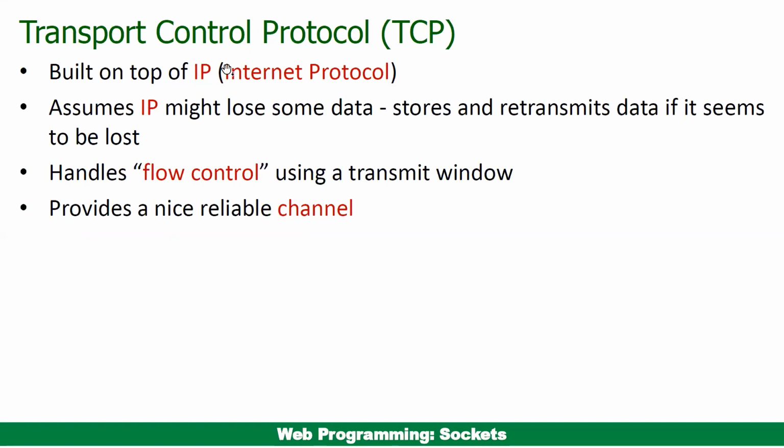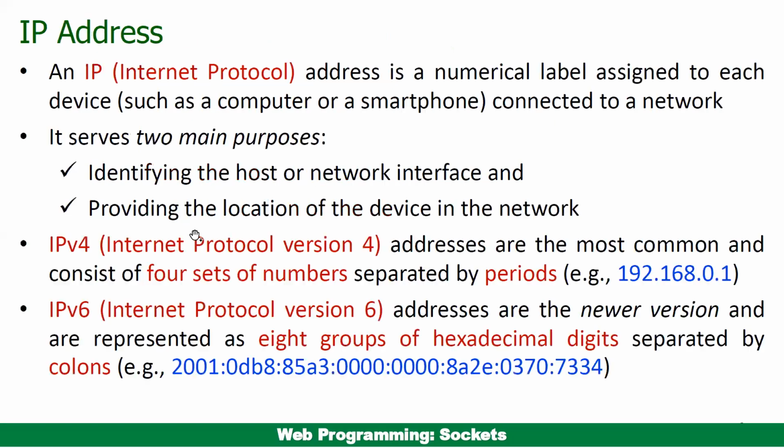Transport Control Protocol is frequently called TCP. This is built on top of IP, meaning Internet Protocol. It assumes IP might lose some data, and stores and retransmits data if it seems to be lost. It handles flow control using a transmit window and also provides a nice reliable channel. That is about Transport Control Protocol.